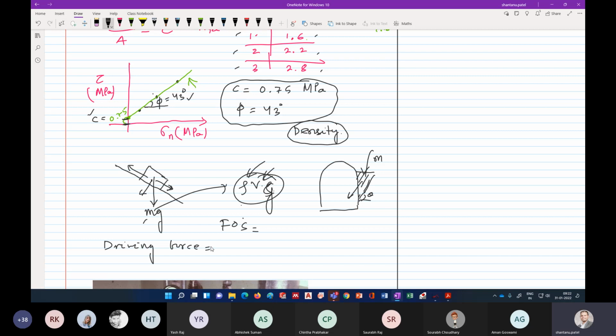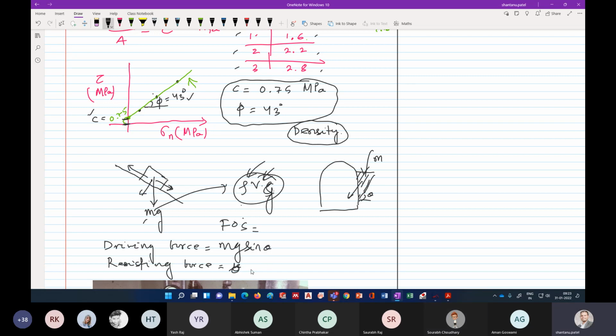Driving force is what? Come on. Like geology students, can you tell me from your plus two physics knowledge? Mg sin theta, right? Yes, sir. Okay. So what is the resisting force? Equal to mu mg cos theta, right?